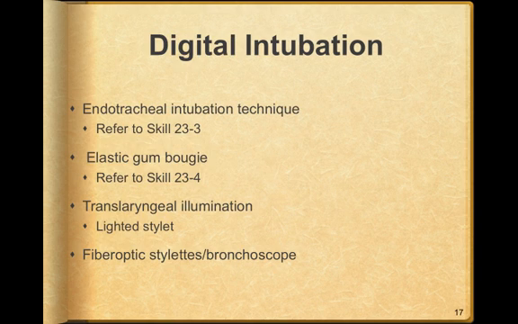Other options that we can look at here are endotracheal intubation techniques, and this is skill 23.3. The gum elastic bougie, which is what we had talked about a few slides ago, which gives us tactile sensation of the cartilaginous rings. Translaryngeal illumination, or lighted stylet, and then fiber optic stylets or bronchoscope. Now, some services actually carry nowadays a poor man's bronchoscope or an actual bronchoscope in the back of their ambulance to assist them in intubation.